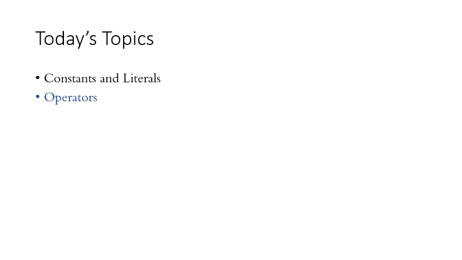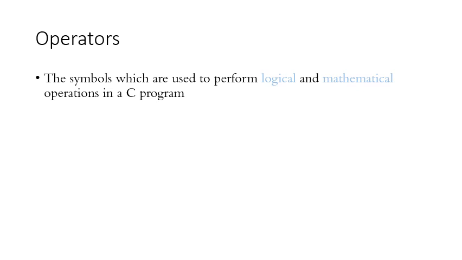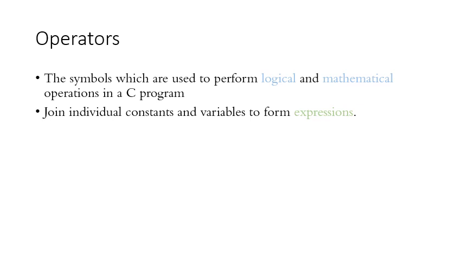So this is what we are going to discuss next. Operators, which are the basic building tools for expressions. Operators are basic tools for building expressions, as I have just said, and C has an unusually rich collection of them. As discussed, you could use an operator to compute or retrieve a value or change the value of an object. Operators in C are used to perform logical and mathematical operations. Joining these operators with variables and constants forms expressions.